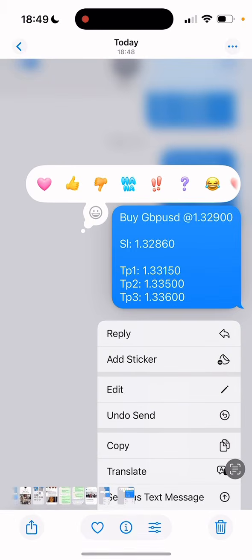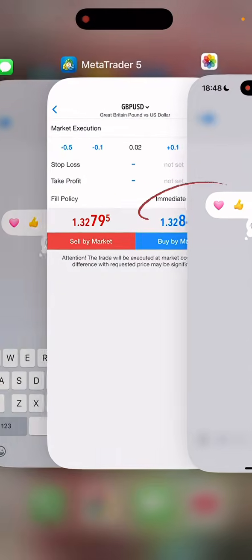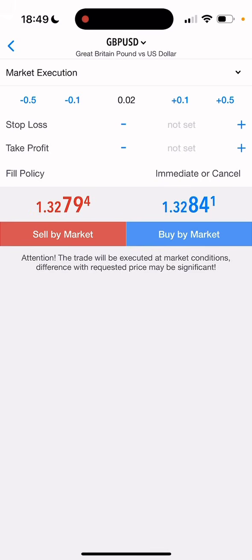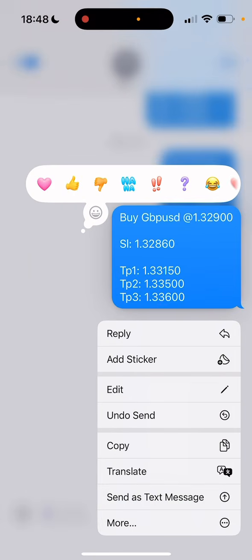What was the entry price? They said buy GBPUSD at. Wherever you see this at, that is giving you the entry price of 1.32900. So we come here, 1.32900. Which of the numbers are we looking at here? We're looking at the one on top of buy by market. 1.32845. 1.32845 is less than 1.32900. Now this is a perfect example of a buy stop.